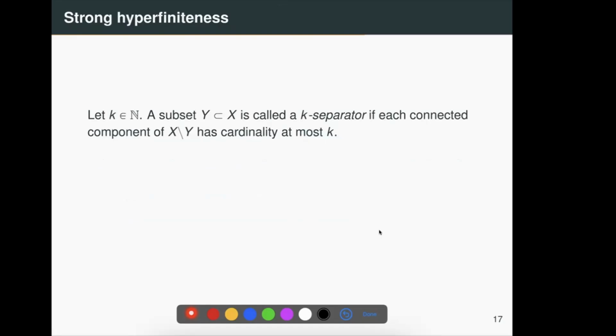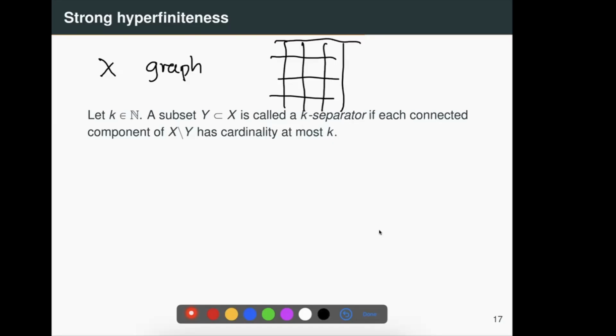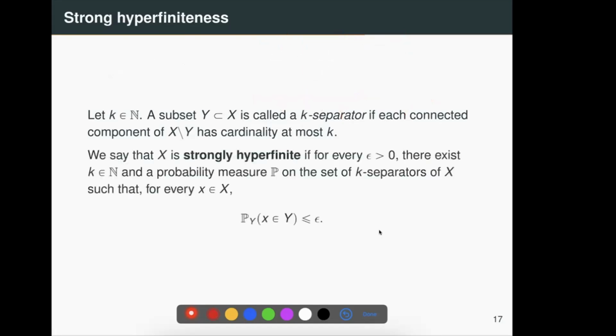Think of X as a bounded degree graph. We say a subset is a K separator if, say my graph is just Z squared, and then I can take a separator to be something like these lines, and then you keep going. Such a subset is called a K separator if, when you remove the set, you have finite connected components. And the K here is a quantifier that you want all these components to have size at most K. So that's the notion of a K separator.